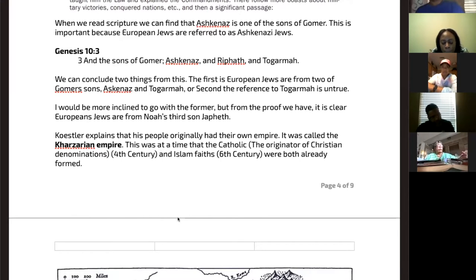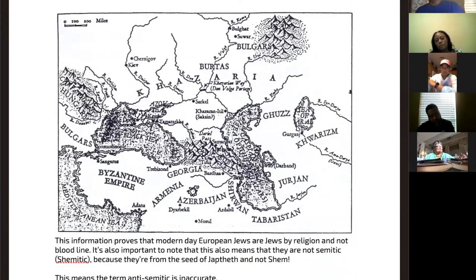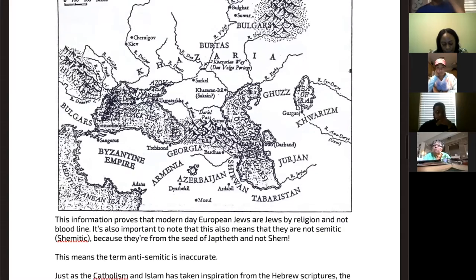Koestler explains that his people originally had their own empire. It is called the Khazarian Empire. This was at a time when the Catholic faith, the origin of Christian denominations, 4th century, and Islam, 6th century, were both already formed. All right, this is going to be a difficult map to see. The Khazarians were between the Black Sea and the Caspian Sea. It's been renamed several times. And the Khazarians were in this general area here around the Caucasus Mountains.